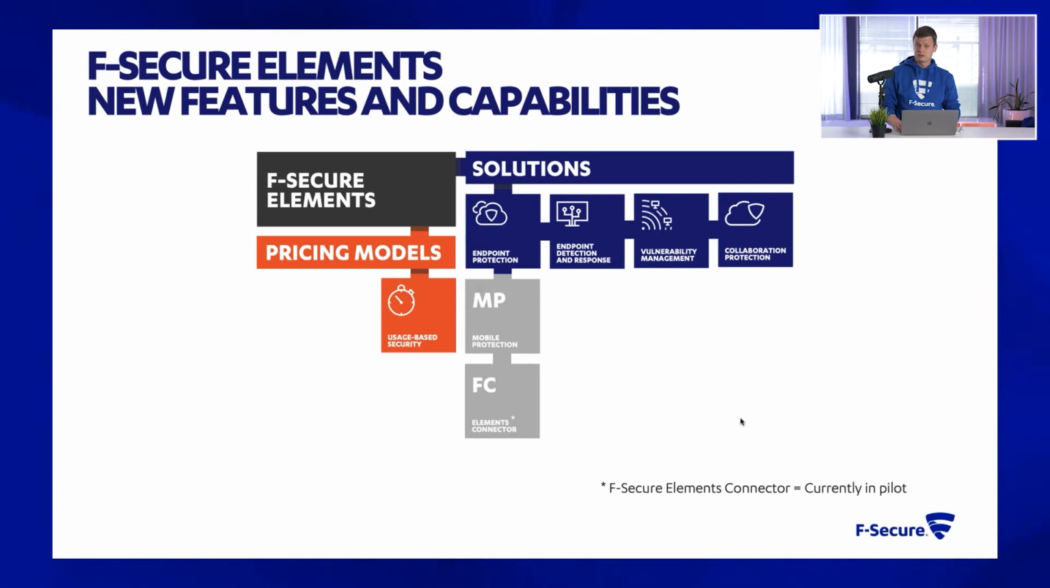Then we have Elements Connector. We understand that even though we are combining all the data in the Elements portal, there is still a need to maybe deliver that data somewhere else. You might have, for example, your SIEM system where you need to have threat information. So we have this Elements Connector that will help you transfer or integrate your SIEM system easily with F-Secure Elements. That's a new thing, and it's currently in the pilot and coming soon.